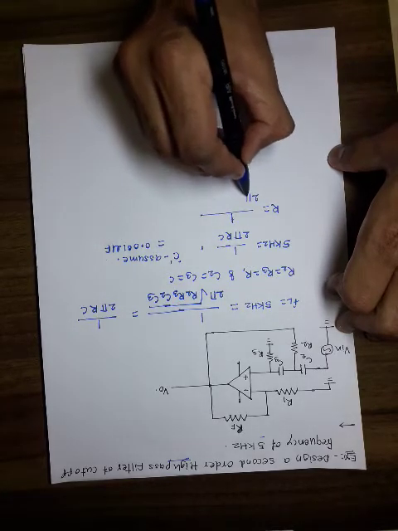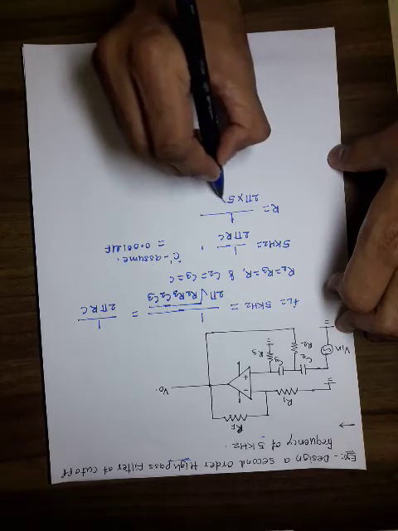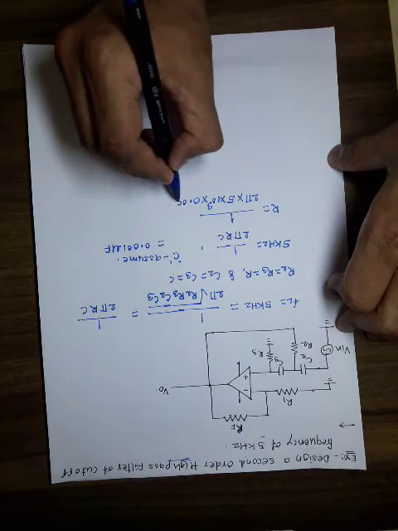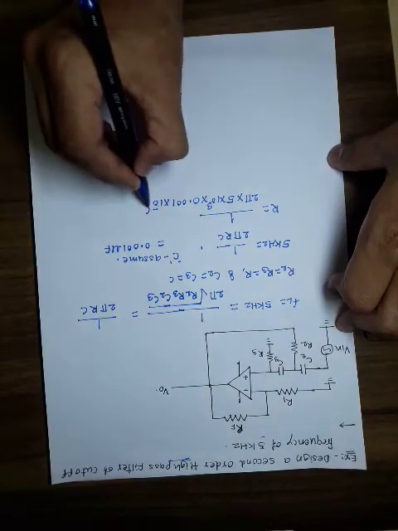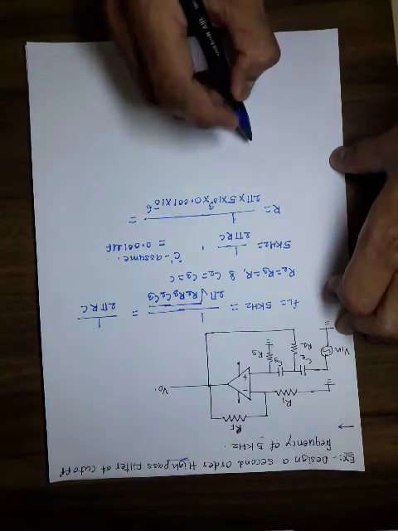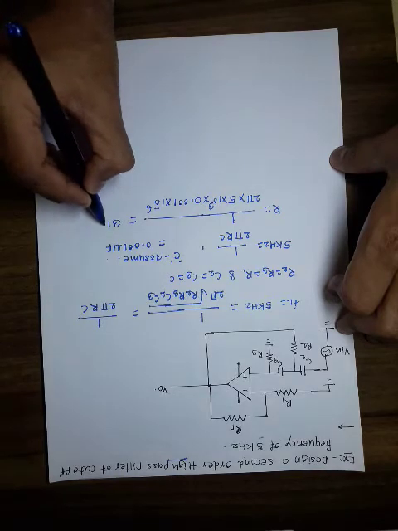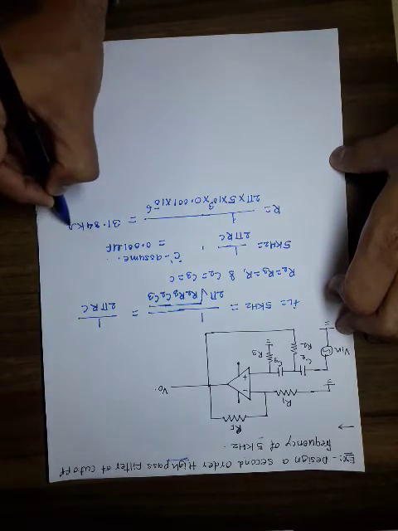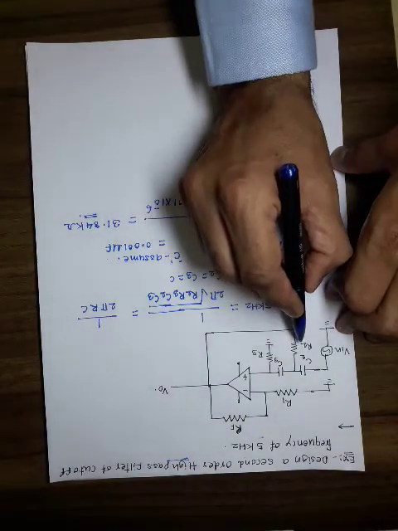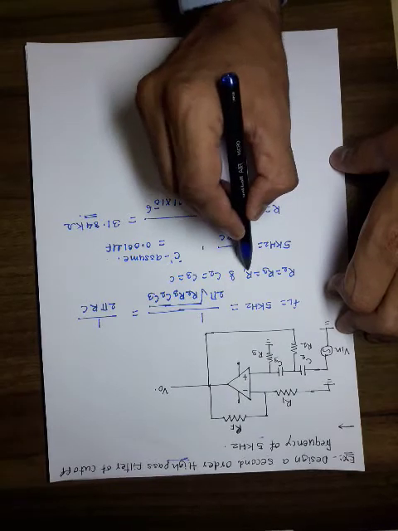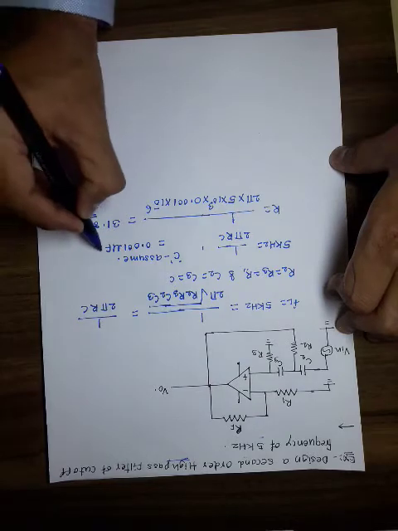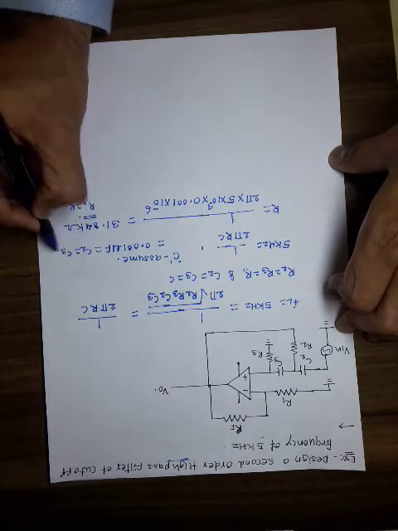Rearrange the equation for R and substitute this value of C. R equals 1 upon 2 pi into 5 into 10 raised to 3 into C, which is 0.001 into 10 raised to minus 6. Simplify this equation for R. The value of R equals 31.84 kilo ohm. Already we have adopted the relation between R2 and R3, that they are the same, equal to R. So R2 equals R3 and C2 equals C3.